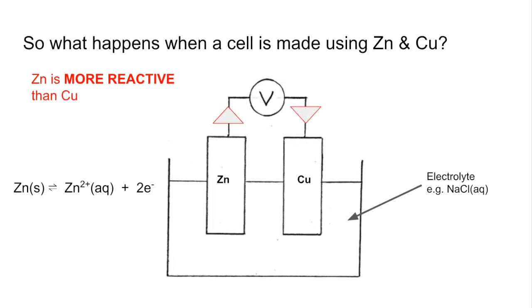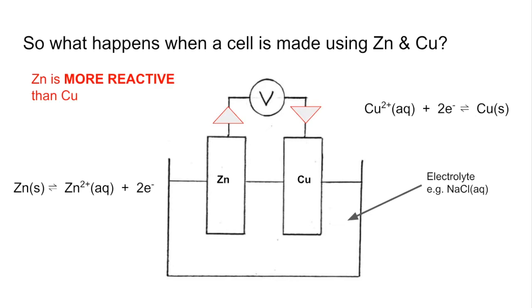Now copper can't accept electrons, it's the copper 2+ ions that can do that, so its half equation runs in reverse, and that's why I've written them as reversible processes, because it all depends on the reactivity of the two metals which way the half equation is going to run. So the most reactive one runs this way, losing electrons. The least reactive one gains electrons.